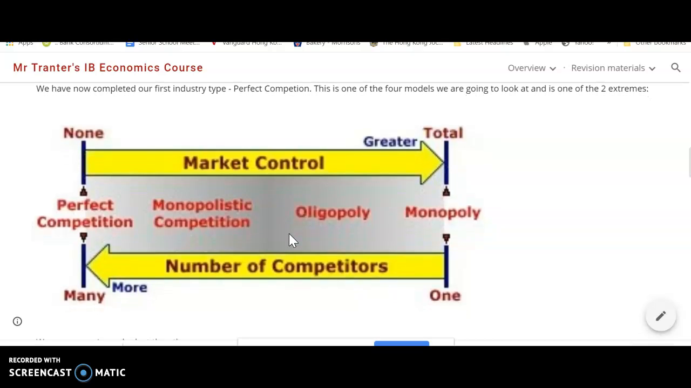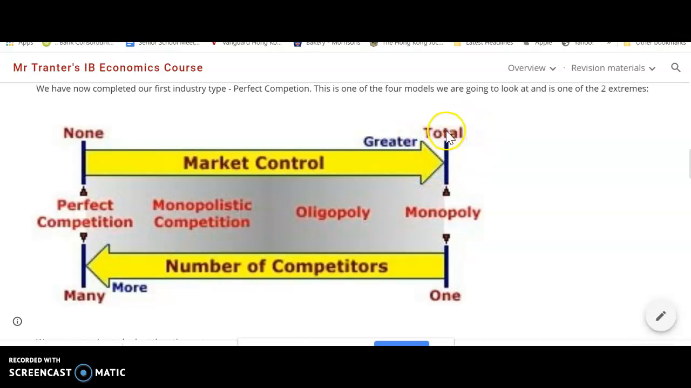So, industry types. As we said, we're going to look at 4 different models. We've looked at perfect competition, and that's one extreme in terms of the companies have no market control, no price setting power, and there are a large number of firms, a large number of competitors. Monopoly is at the other end of that spectrum. So it has a high level of market control. I'm not sure I would agree with total market control, because obviously it's not just the company in the market, it is their customers as well.